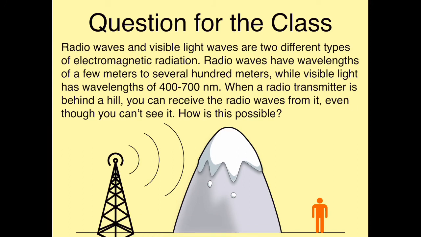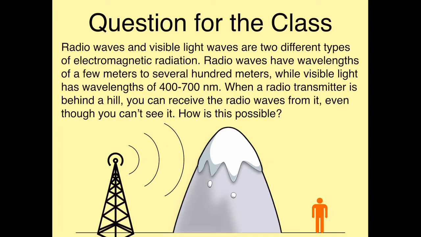So when a radio transmitter is behind a hill, you can still receive radio waves from it, even though you can't see it. So in other words, there is a hill, a radio transmitter, and then you are on the other side of that hill. Your line of sight to the radio transmitter is blocked by the hill, okay? So the idea is visible light from the radio transmitter is not able to get to you. That's why you can't see it. But the radio waves that it's emitting are getting to you.